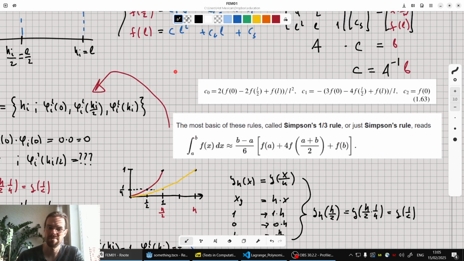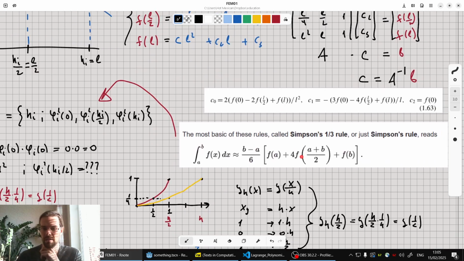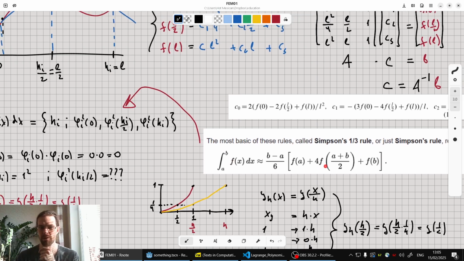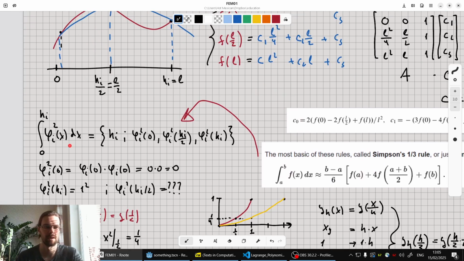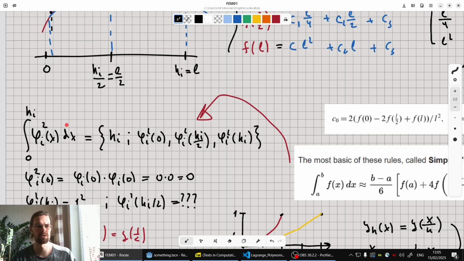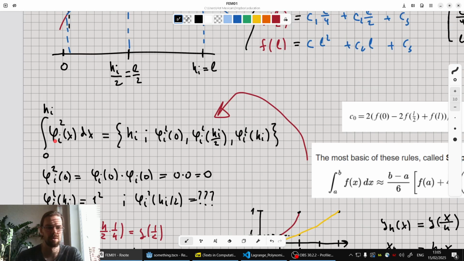Anyway, so we can approximate this integral, or the definite integral, using this approximation, using this formula. And so we see what we can conclude, that in order to calculate this particular integral, we need just the interval width and function values at the left point, midpoint, and right point.